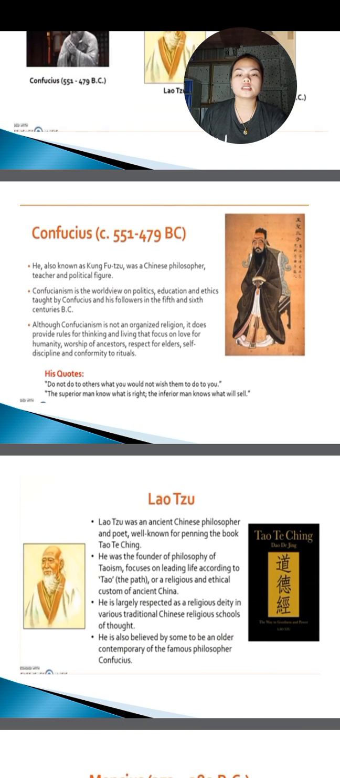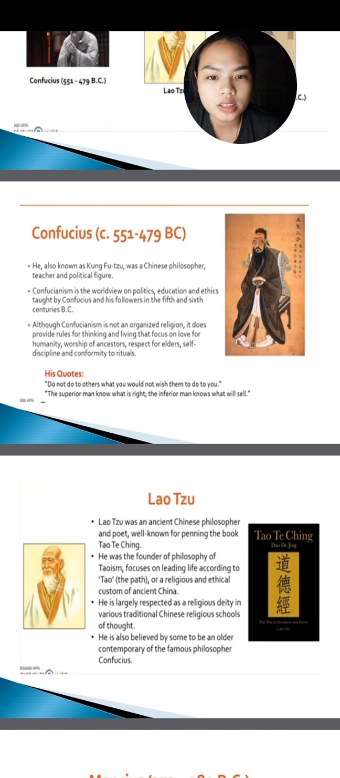Next is Lao Tzu. Lao Tzu was an ancient Chinese philosopher and poet, well known for penning the book Tao Te Ching. He was the founder of the philosophy of Taoism, which focuses on leading life according to the Tao, the path, or the religious and ethical custom of ancient China. He is largely respected as a religious deity in various traditional Chinese religious schools of thought. When we say deity, it is being called the lords, or gods, or their highest ranking lords. He is also believed by some to be an older contemporary of the famous philosopher Confucius.